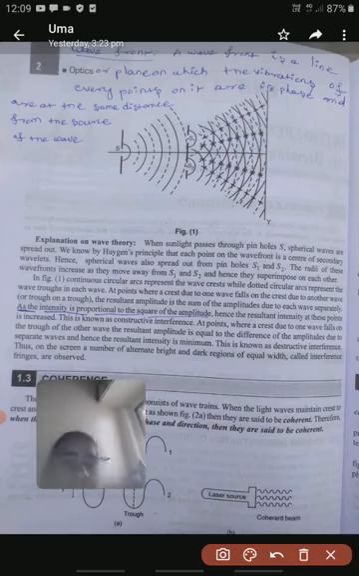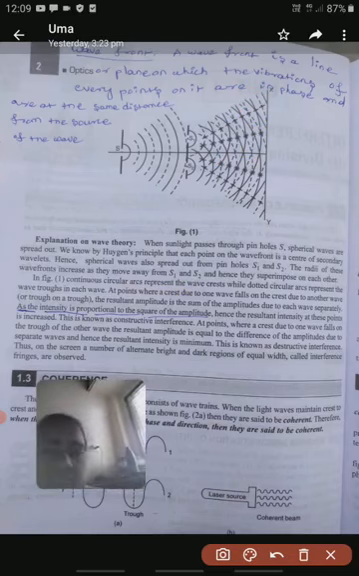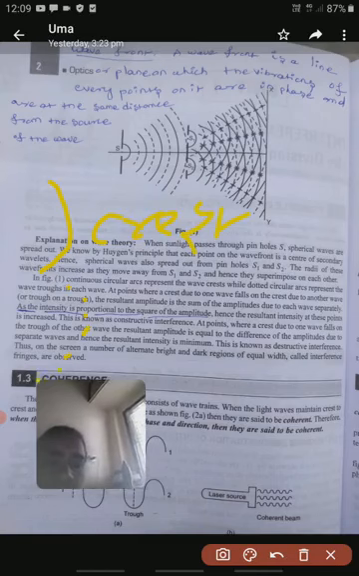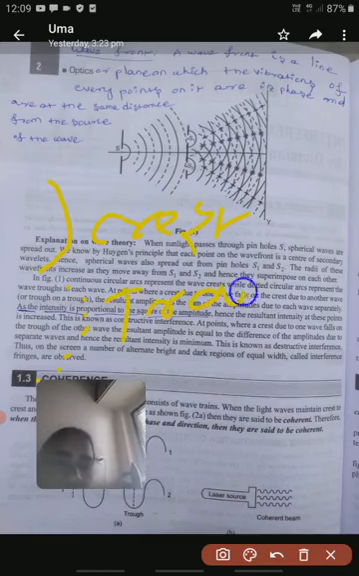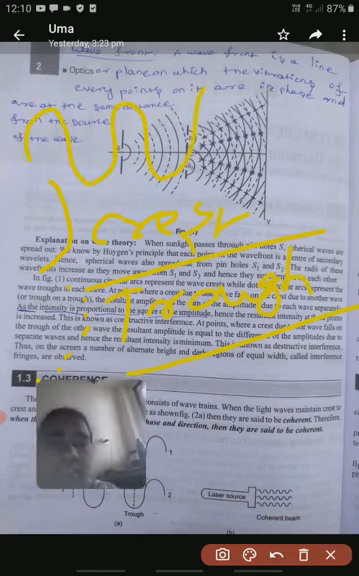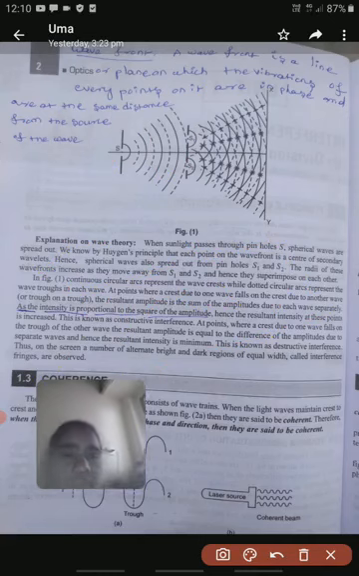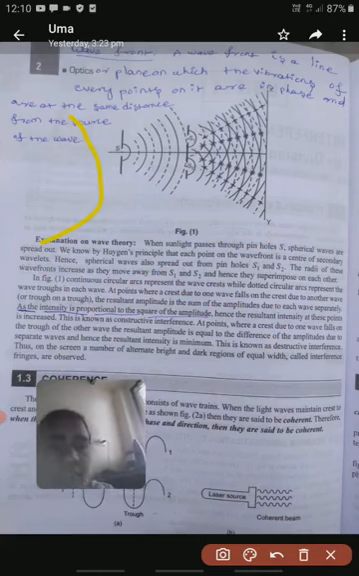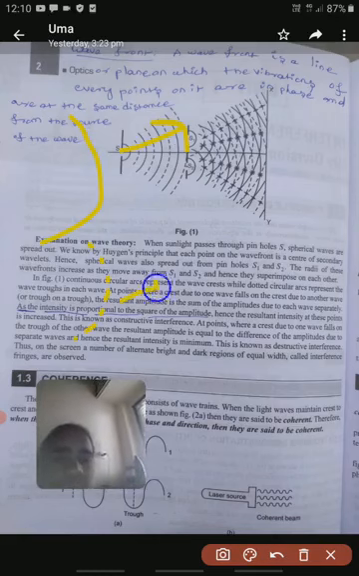The continuous circles represent crests, and the dotted circles represent troughs. We know that a wave contains crests and troughs. So once again, the continuous circle represents a crest, and the dotted circle represents a trough.